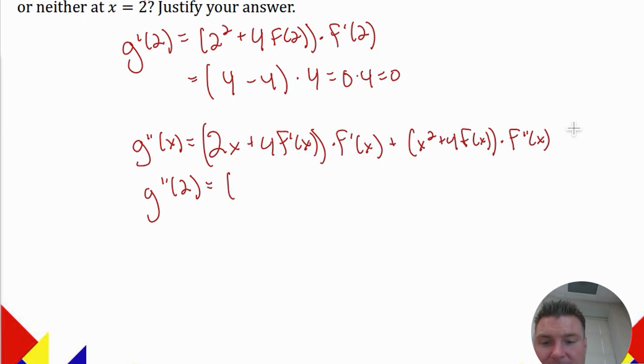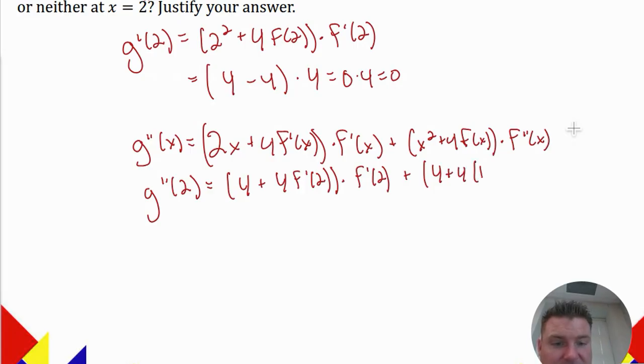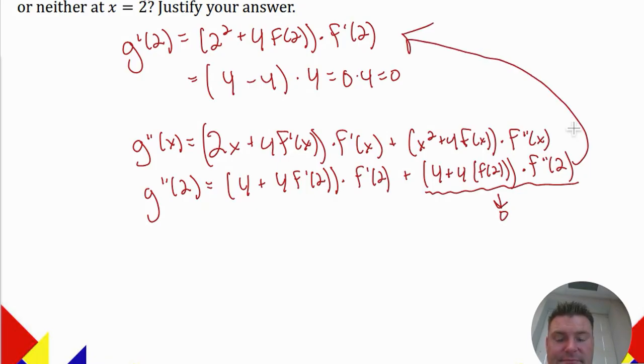So we're going to get 4 plus 4 times f prime of 2 times f prime of 2 again, plus 4 plus 4 f of 2, times f double prime of 2. Some of you might know where we're going in this one. I don't know why I put so many parentheses there. I got some problems. So if I start to simplify this a little bit, I know this is equal to 0 because I just did that way up here. I know that's equal to 0. So cool on that one.